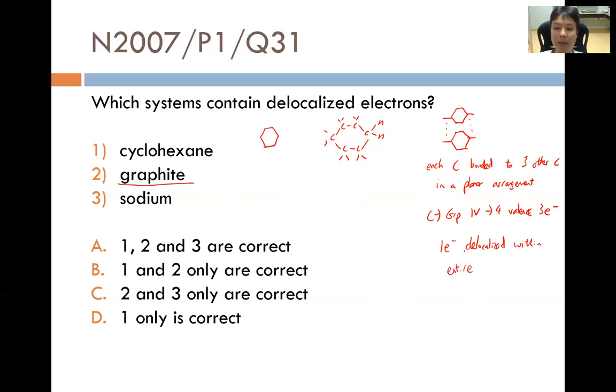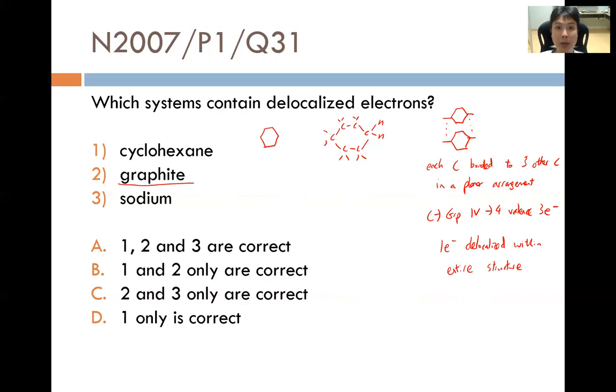And the sea of delocalized electrons can act as mobile charge carriers, such that when you apply a potential difference across the graphite, the sea of delocalized electrons can constitute the electron current, and hence graphite is one of the exceptions of a covalent compound that actually conducts electricity.